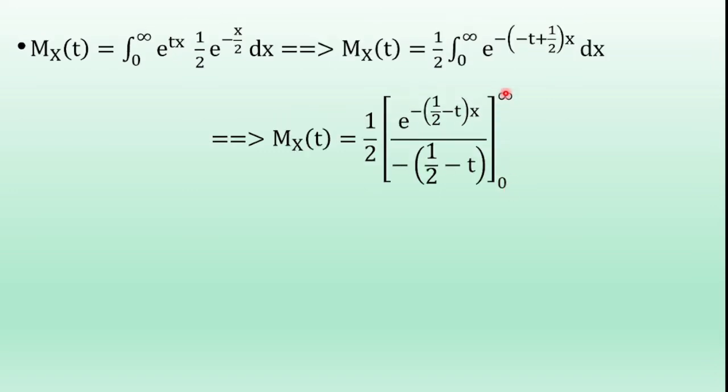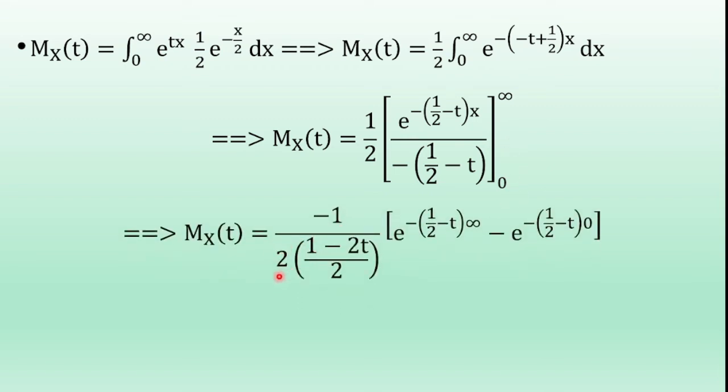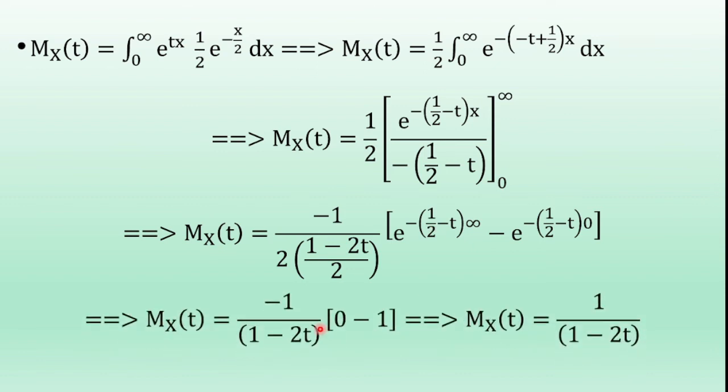Now applying the upper value of x and lower value of x, we get minus of 1 by 2 into, now in the denominator term, take the LCM, so (1 minus 2t) by 2, so e power minus of (1 by 2 minus t) into infinity minus e power minus of (1 by 2 minus t) into 0. So infinity into something is infinity, and e power minus infinity value is 0. And (1 by 2 minus t) into 0 is 0, so e power minus 0 value is 1. So therefore, finally we get the moment generating function M_X of t is equal to 1 by (1 minus 2t).